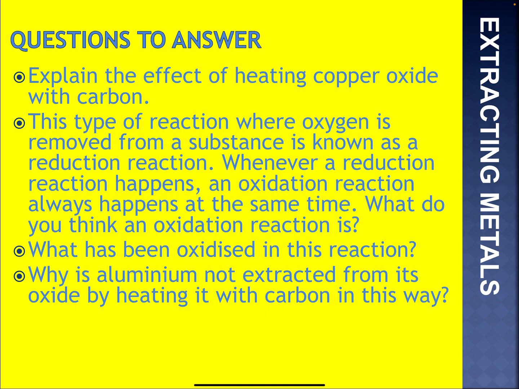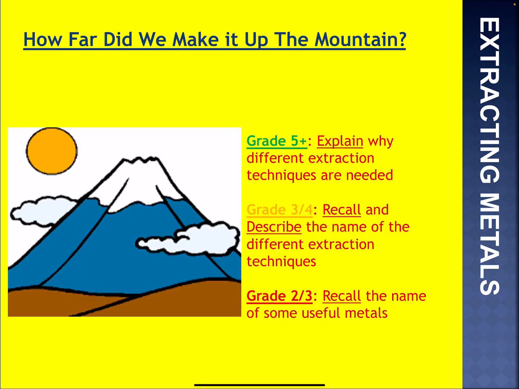Next one, what has been oxidized in this reaction? And why is aluminium not extracted from its oxide by heating it with carbon in the same way? Pause the video, have I got these 4 questions? Okay, moving on then. So how did you do?